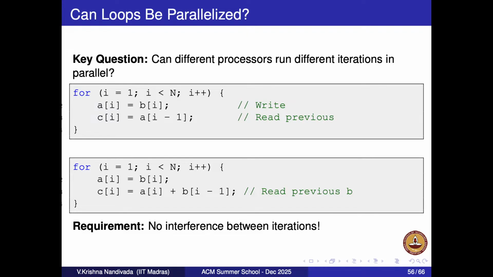A sub I equal to B sub I, C sub I equal to A sub I minus 1. Can I parallelize this loop? That is, the right question to ask ourselves is: is it okay for different iterations to run in parallel?